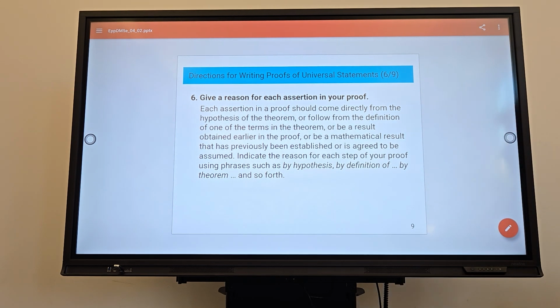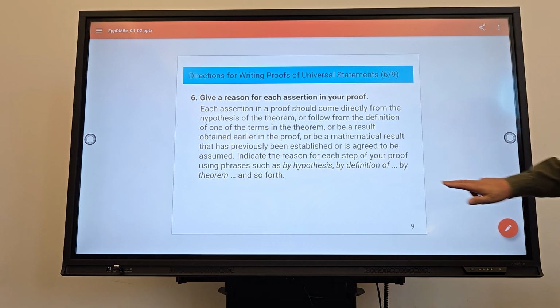Give a reason for each assertion in your proof. Each assertion should come directly from the hypothesis of the theorem, or follow from the definition of one of the terms in the theorem, or be a result obtained earlier in the proof, or be a mathematical result that has previously been established or is agreed to be assumed. So you need to indicate the reason for each step in your proof.